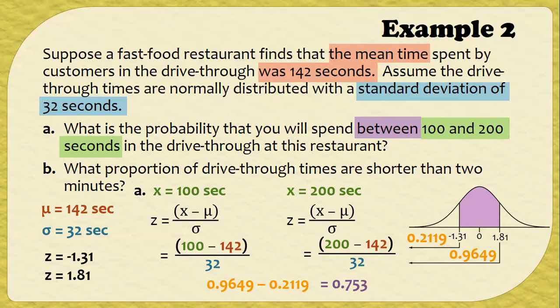So the purple area is going to be this 0.753. And then to figure out whether I want that in decimal or percentage form, I go back to the problem and it says probability. So because it says probability, that means I want the decimal format for my answer. So I'm going to leave it as a decimal.